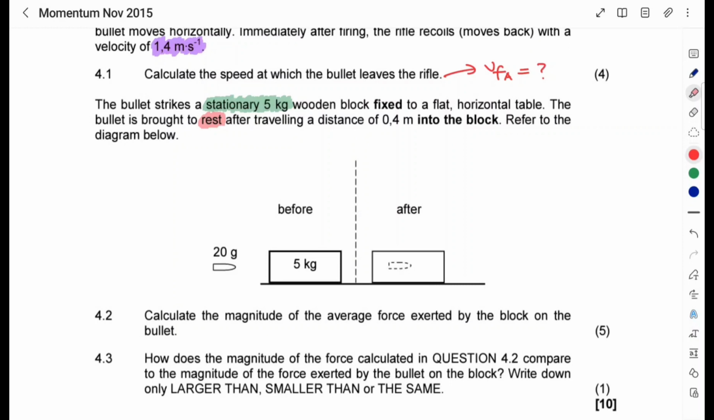Our initial velocity of this bullet is the velocity that it left the rifle with, because that is the same velocity that it enters the block with. So it's that 210 meters per second that we calculated in question 4.1. It then states that after traveling a distance of 0.4 meters into the block, so that is our displacement of our bullet, this bullet gets stuck inside of the block.